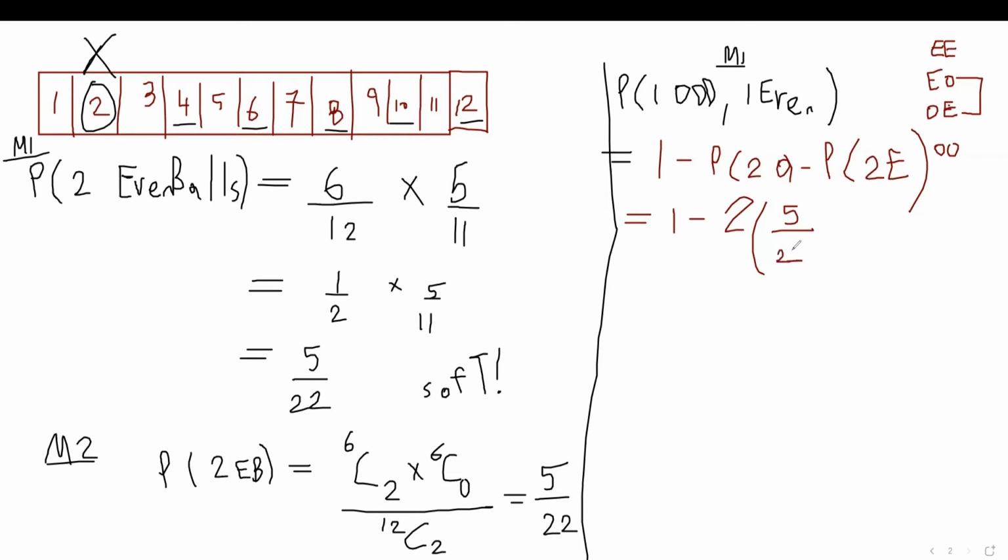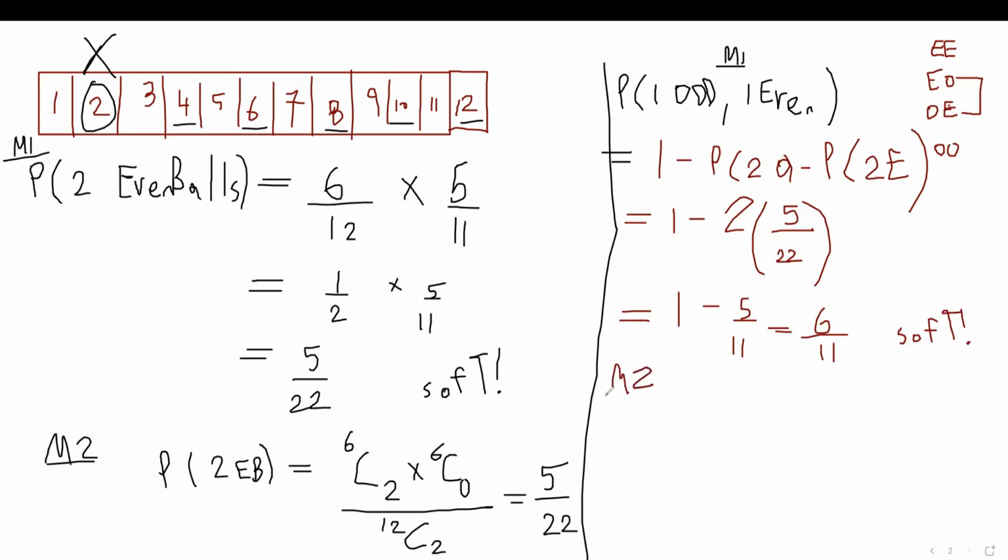And so it becomes 1 minus 2 times 5 over 22. You work that out: 2 into 22 is 11, so 1 minus 5 over 11, and that gives you 6 over 11. So that's method one. You don't have to do it this way. Let's look at method two.